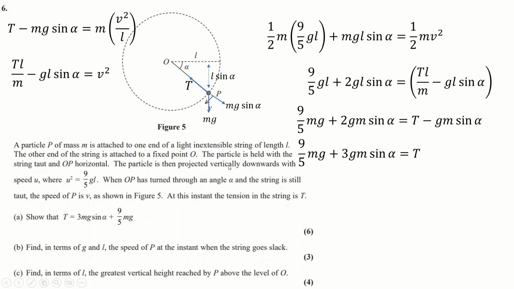Now find, in terms of g, the speed at which the string goes slack. So if the string goes slack, that means tension is 0. So what we're going to do is set T to be 0 here. And if you do that, just move this thing over, you end up with lots of things cancelling, and then sine alpha equals minus 3/5.